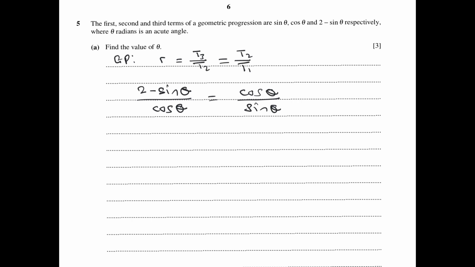Now, how do we solve for theta here? To solve this equation, we have a single fraction on the left hand side and a single fraction on the right hand side. So all we need to do is cross multiplication. So I'm going to have sine theta multiplying 2 minus sine theta, that is equal to cos theta times cos theta. That gives me cos squared theta.